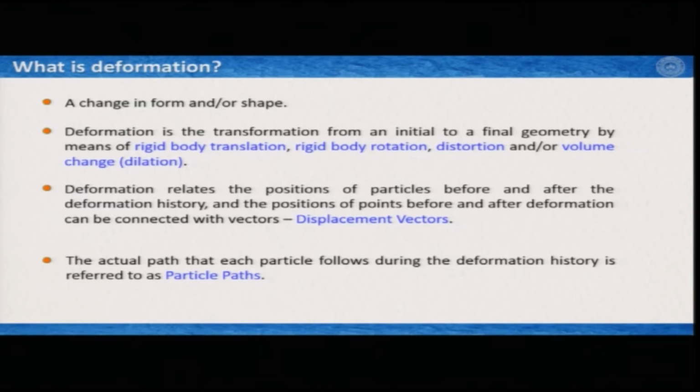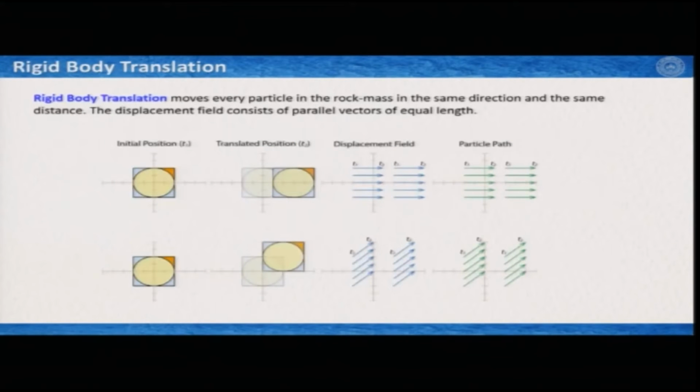So, in the following slides, what we are trying to learn is what the displacement vectors and the particle paths would be for rigid body translation, rigid body rotation, distortion, and volume change. Rigid body translation is defined as moving every particle in the rock mass in the same direction and the same distance. So, the displacement field consists of parallel vectors of equal length.